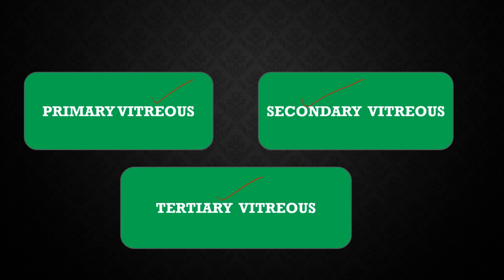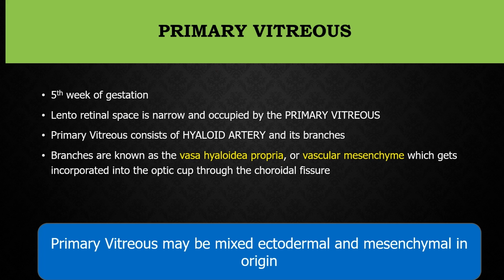Now, the primary vitreous is formed first, the primary vitreous is then replaced by the secondary vitreous, and then we have the tertiary vitreous which is formed out of the peripheral area of the secondary vitreous. Now, the first type of vitreous that we are going to discuss is the primary vitreous.